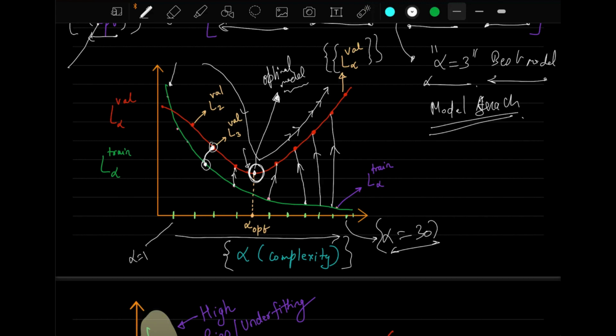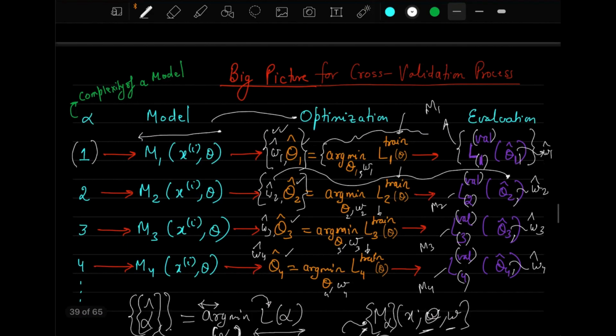Do you have any questions? Is this optimal value of alpha independent of the initial weights and biases that we take in the model? Yes, it will be, because you are anyhow doing the training. These weights will be changing every time, and you will be doing the optimization to get these values, and then you will use these weights and biases to evaluate the validation loss.